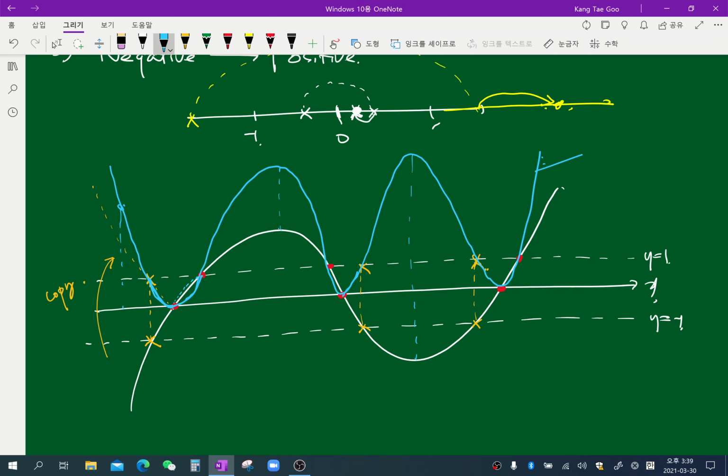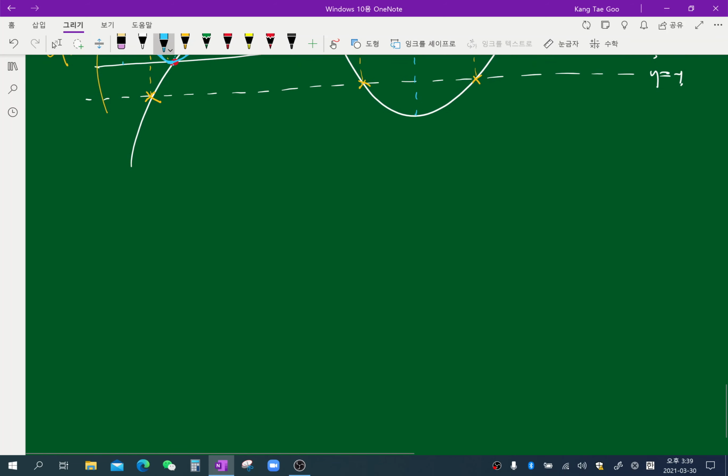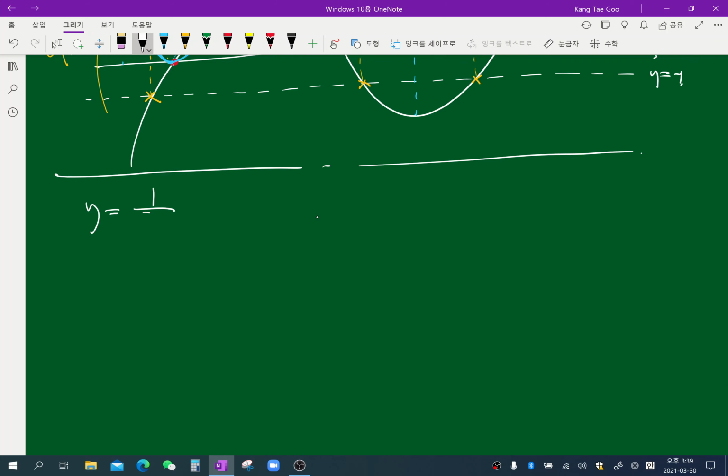This is y goes to be f(x) squared graph. Understand? The last one, y goes to be 1 over f(x) graph.